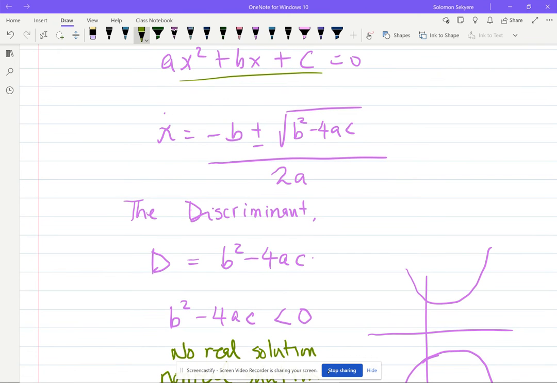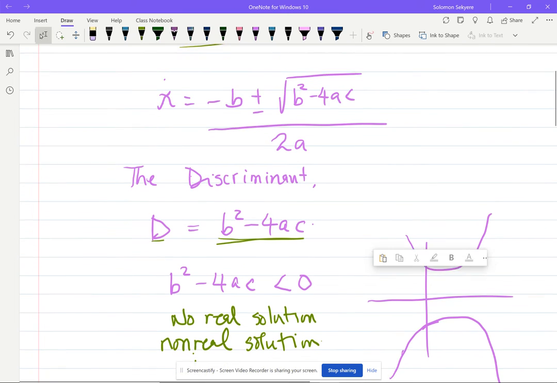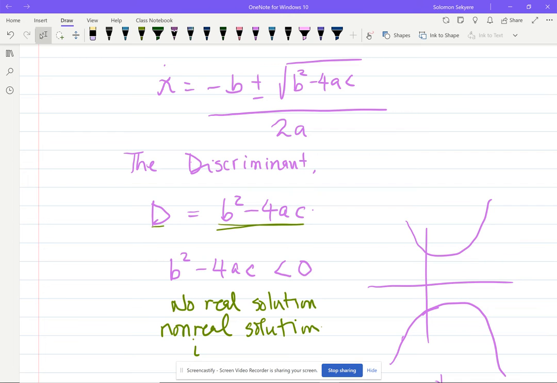Now you see what's in the radical sign right here, the b squared minus 4ac. That's called the discriminant. The discriminant is going to discriminate, or tell us the nature of the quadratic equation.